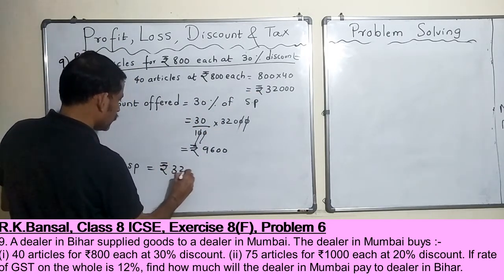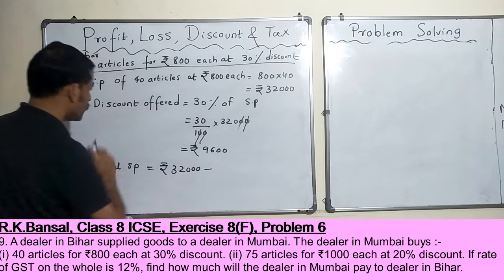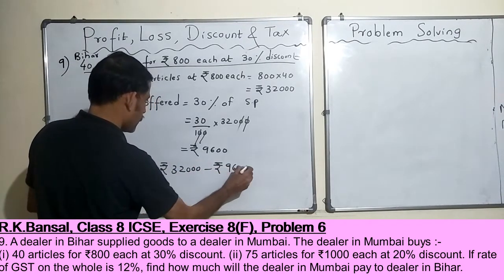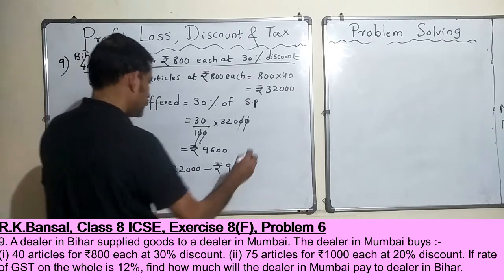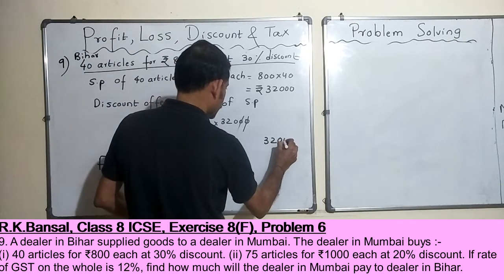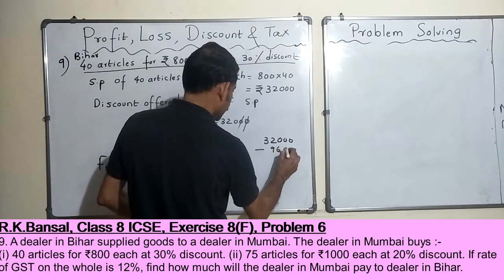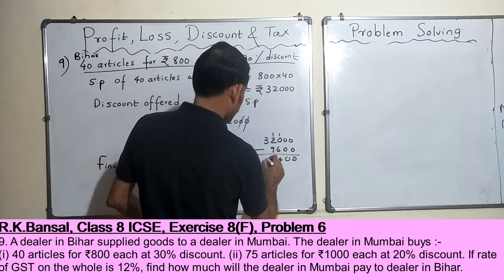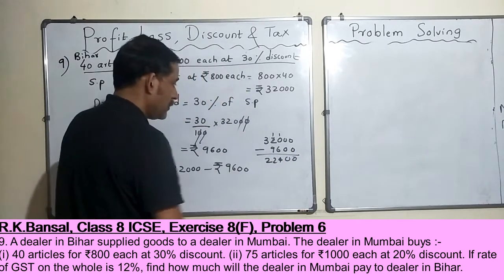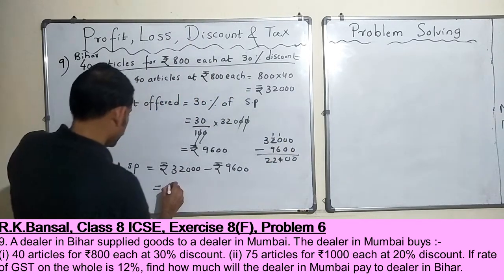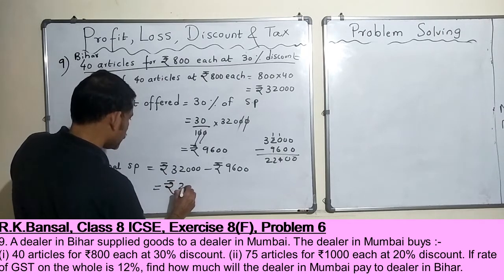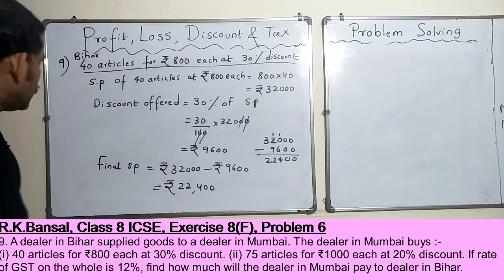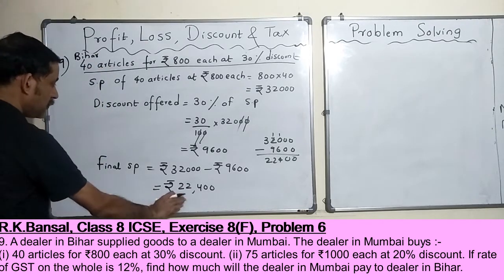No, 32,000 he wanted to charge, but then he also gave a discount of rupees 9,600. So let's see, 32,000 minus 9,600, right, is 22,400. Is it correct? Seems to be correct. So the final selling price for this set of articles is 22,400.